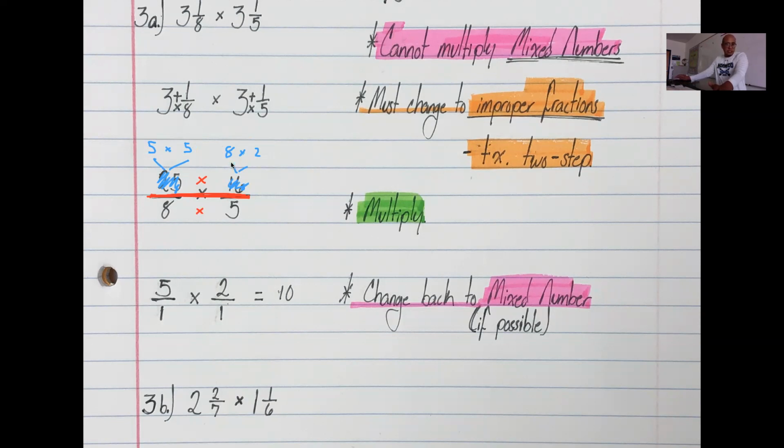So, ladies and gentlemen, do I have anything in common? I do. There's a 5 in the numerator. There's a 5 in the denominator. I can cross those out. So those 5s are gone. Please keep in mind that we still have a 5 right here. Okay, there's an 8 in the numerator. There's an 8 in the denominator.